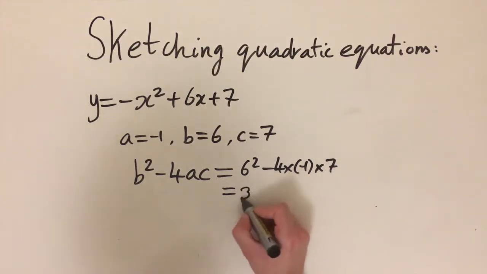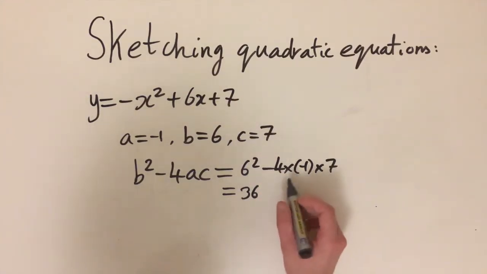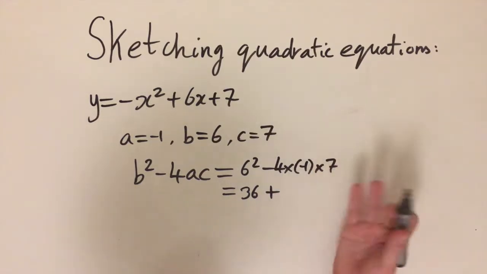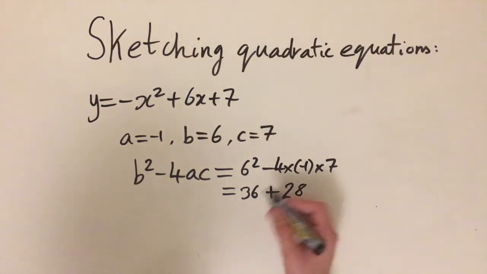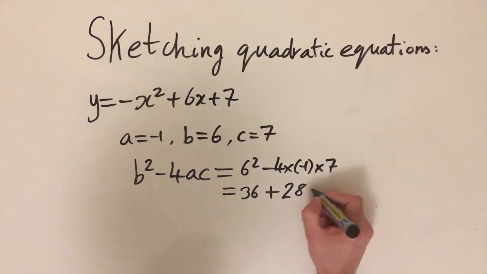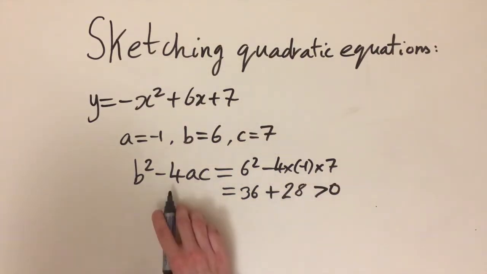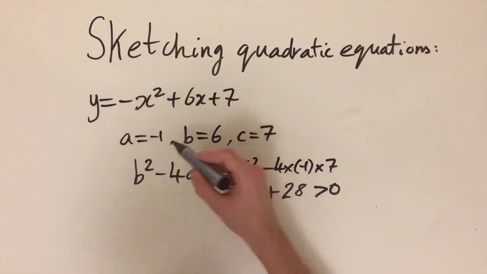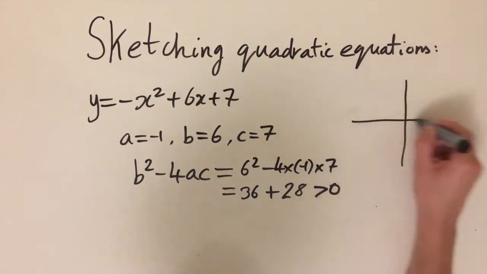So we get 36. The negative pops out and it cancels with this negative, so we have plus, and then we're just left with 4 times 1 times 7. 4 times 7 is 28. So this is a positive number plus a positive number. I'm not going to bother working it out, but it's positive. So we know the discriminant is positive. So that tells us we have 2 real solutions. So we have 2 real solutions and the shape of the graph is going downwards. So already we know what it's roughly going to look like.